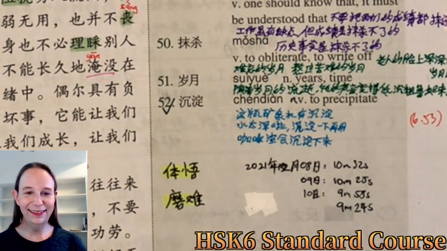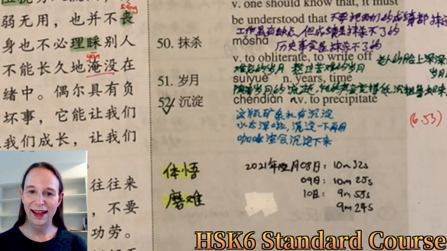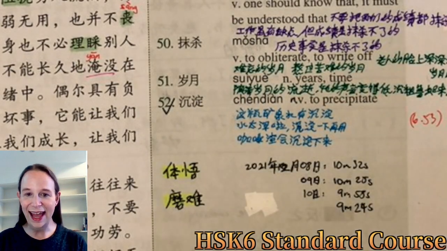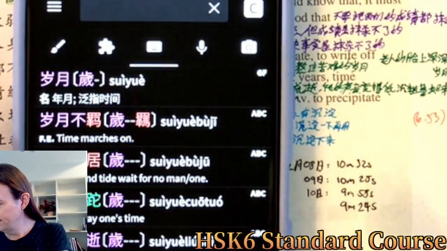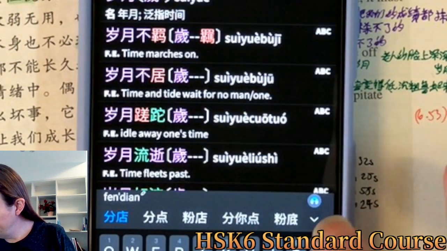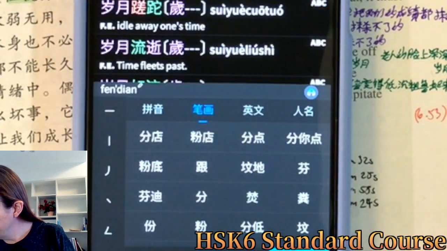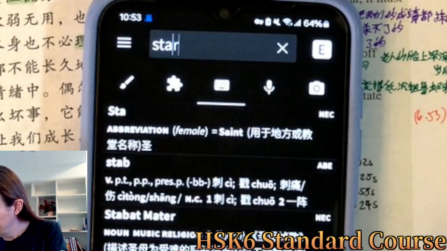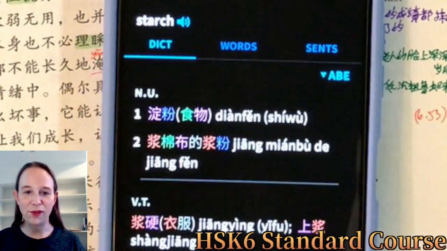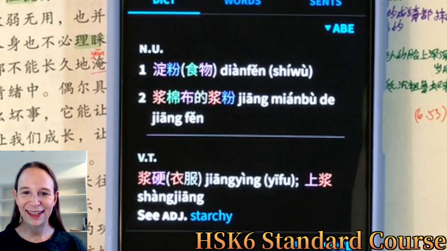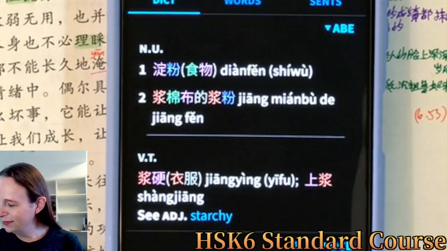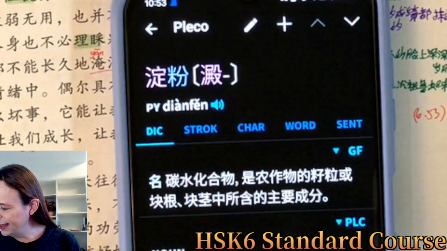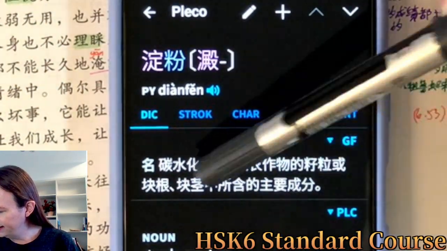Okay, next, 沉淀. Verb and a noun. 淀 kind of is sediment. You see 淀 in 淀粉, starch, right? Sorry, I was wrong at first, it's 淀粉, starch. So how does 淀 relate here? It's not in the definition.